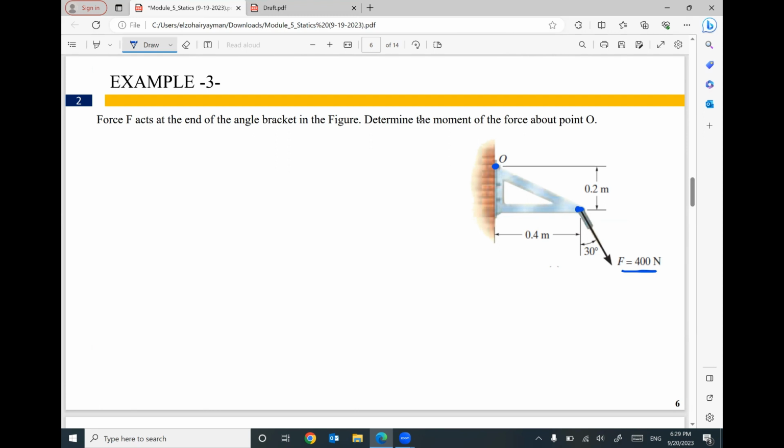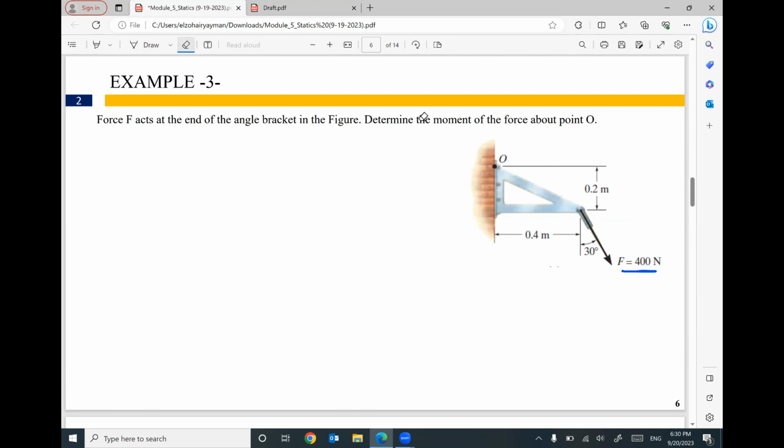No way. This distance is not perpendicular to the force. I'm trying. You can extend something like this and draw a perpendicular. You are kidding. How can I figure out these dimensions? No way. In this case, what should I do?